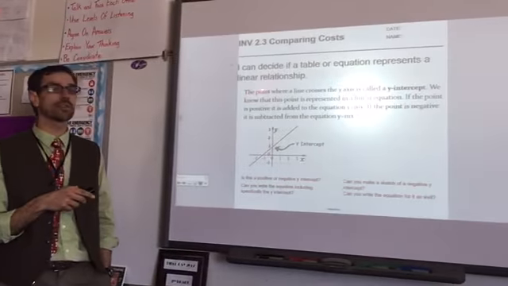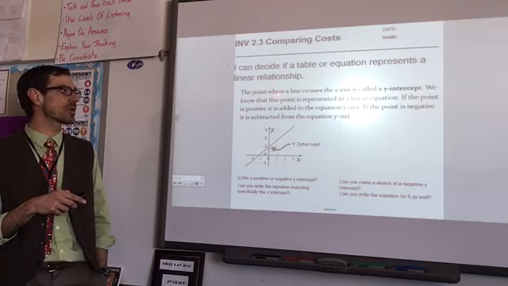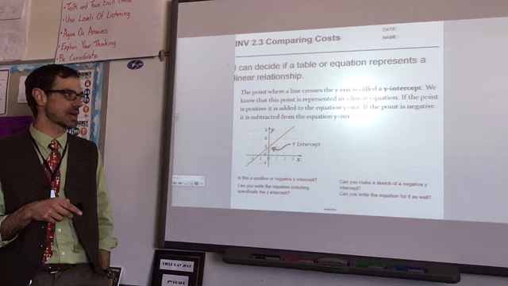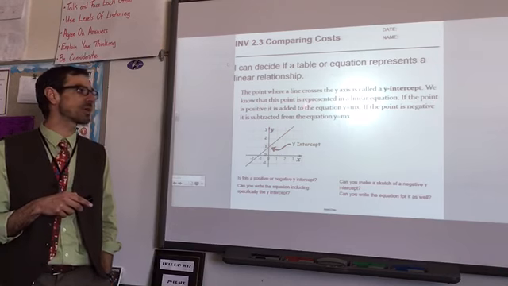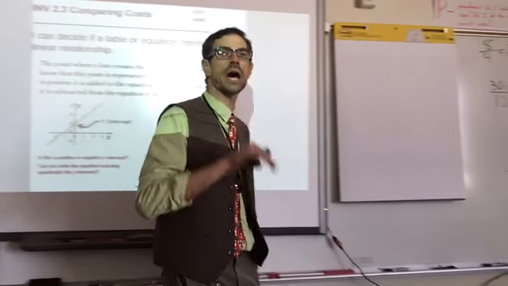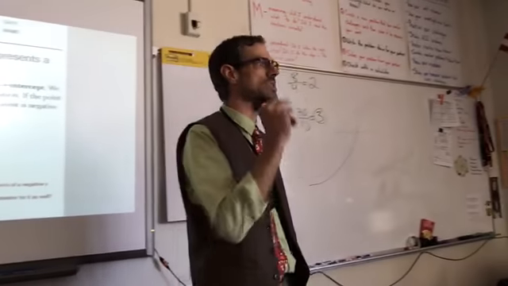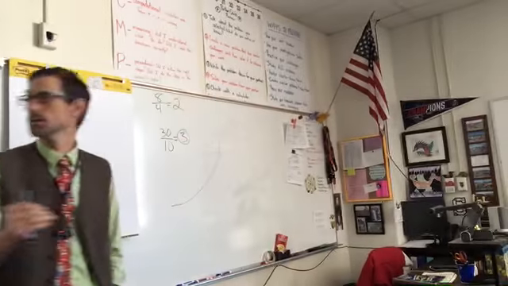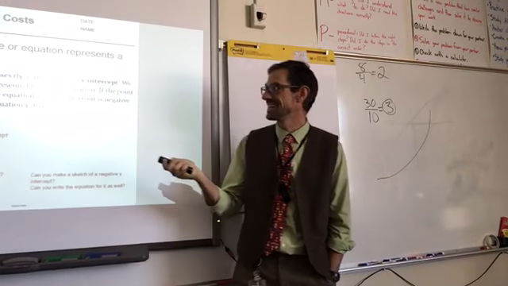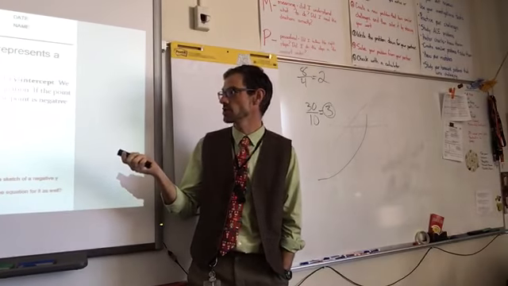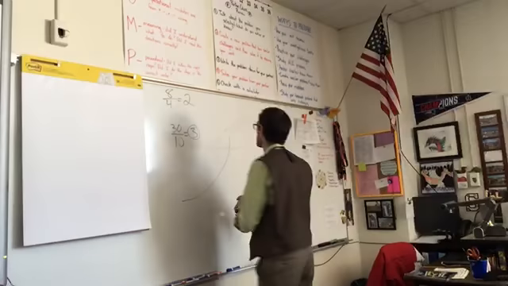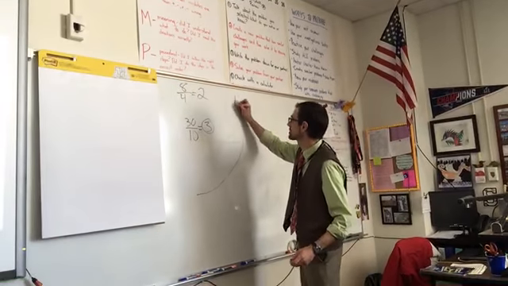So, we have a lot of vocab today. The point where a line crosses the y-axis is called a y-intercept. We know that this point is represented in a linear equation. A linear line is going to cross the y at some point. If the point is positive, it is added to the equation y equals mx, which is that same like d equals rt.